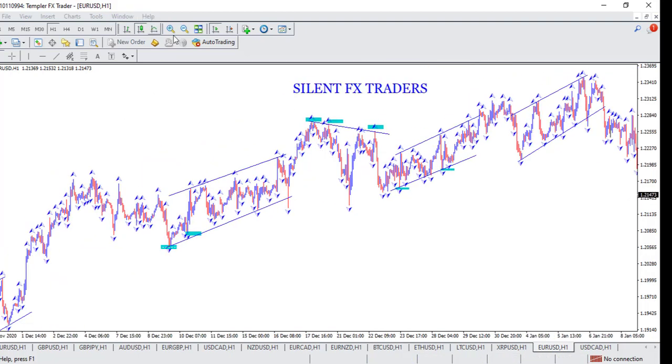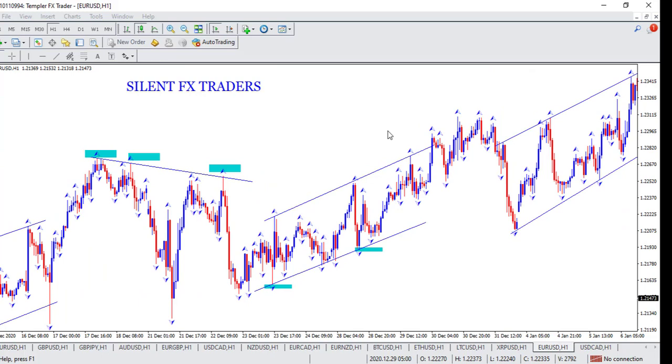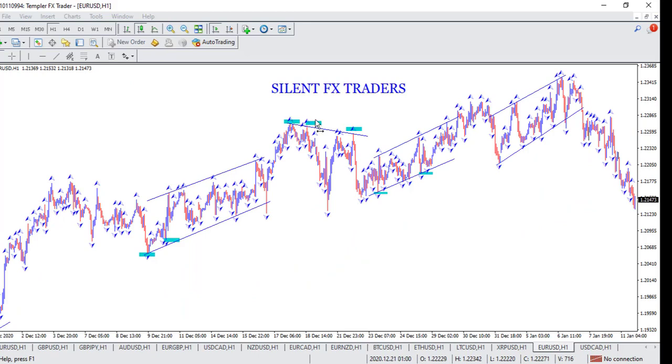But if you're an advanced trader, you can learn how to spot the swing lows and swing highs of the market in order to draw a proper trend line. So in today's video, that is all that I wanted to share with you.